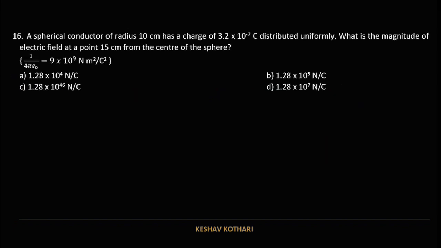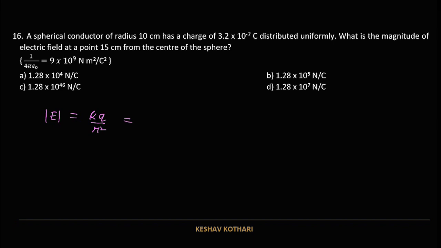Problem number 16. A spherical conductor of radius 10 cm has a charge of 3.2 into 10 to the power minus 7 coulomb distributed uniformly. What is the magnitude of electric field at a point 15 cm from the center of the sphere? So if we calculate the magnitude of electric field, it is equal to kq by r square.